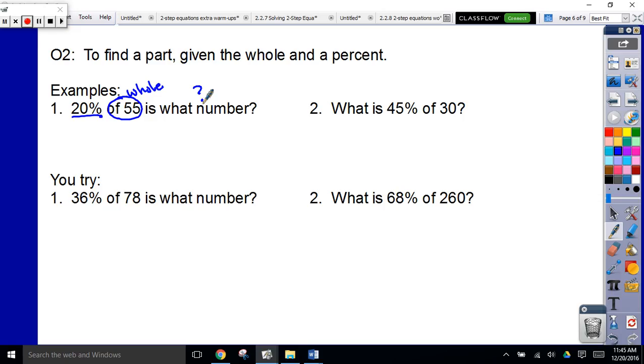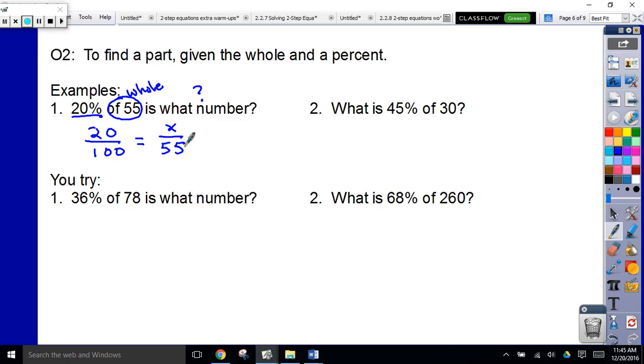The percent over 100. And what do we know the percent? 20%. So we want to put the 20 over 100 equals, do we know the part? No. So that's going to be our x. And we do know the whole. The whole is 55. Okay, so then we would cross multiply.